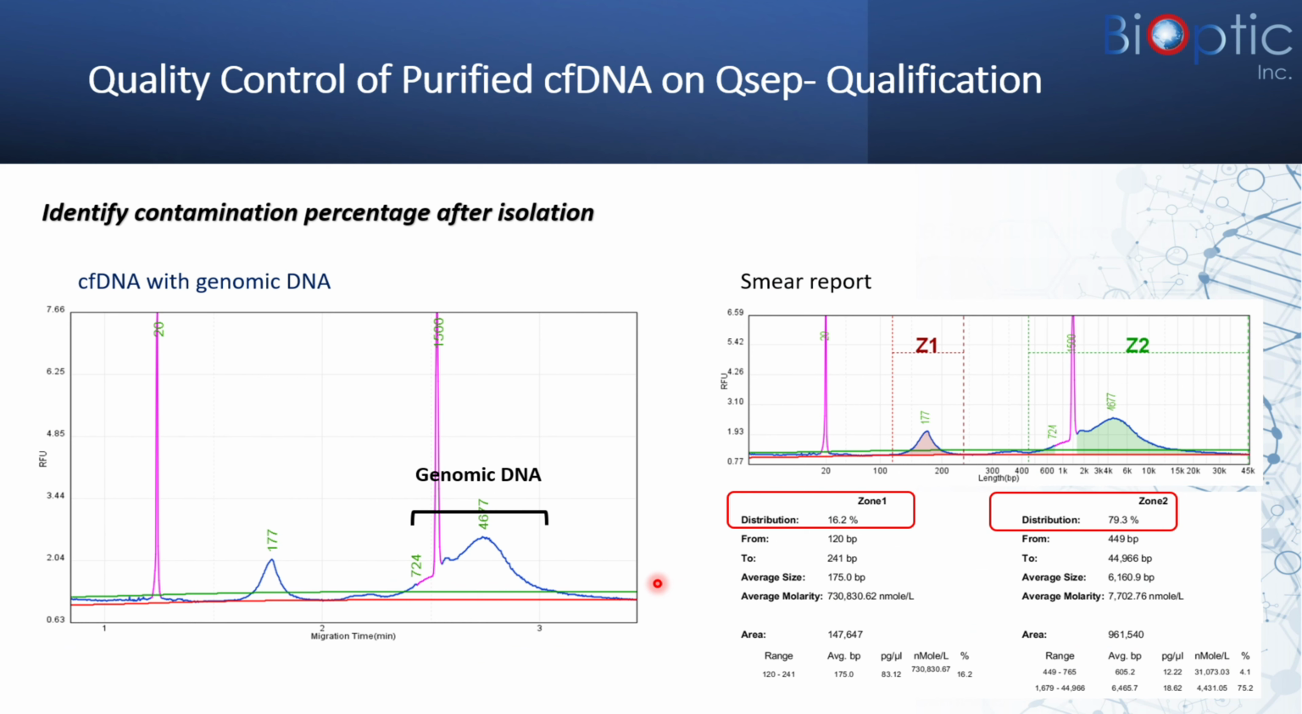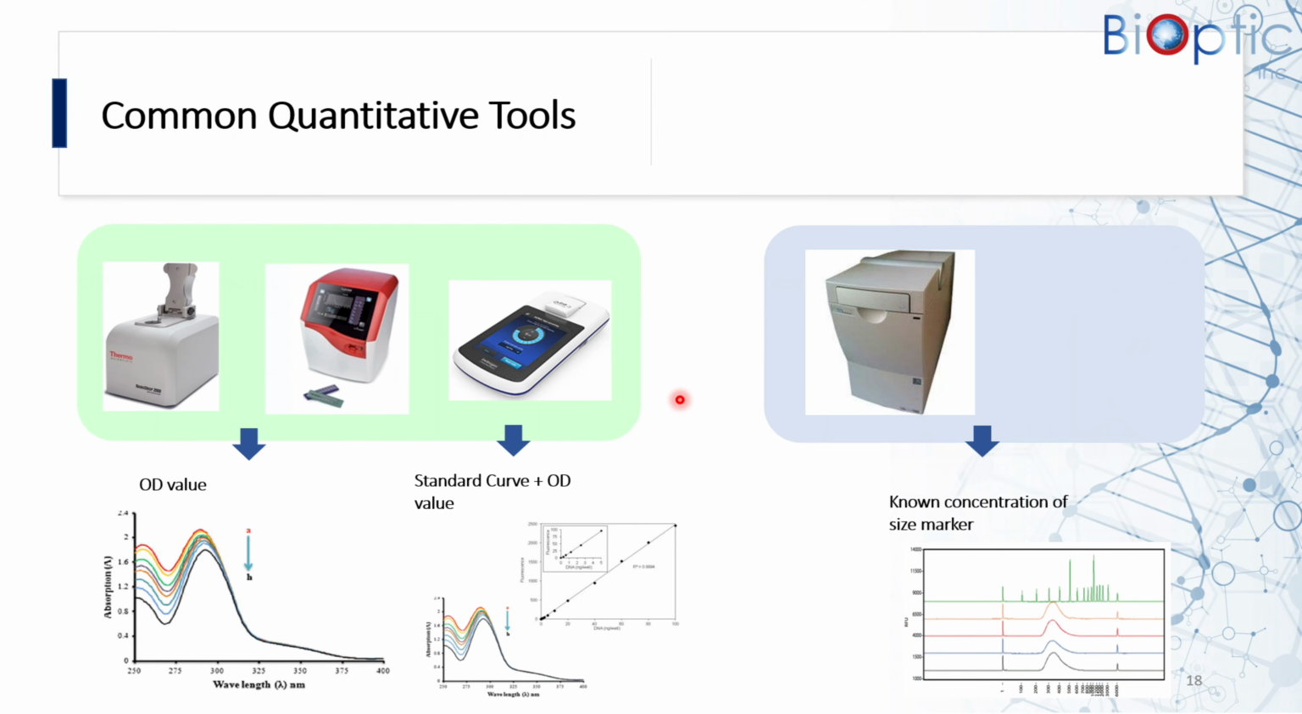The QSep platform can not only identify the contamination pattern of the cell-free DNA, but also provide the exact percentage of the target cfDNA. It could help the scientists to determine whether the quality of the cell-free DNA is adapted for downstream experiments or not. Here is an example. The cfDNA is prepared for next-generation sequencing, but we can see there exists about 80% genomic DNA contamination, and it might interfere with the following NGS library construction.